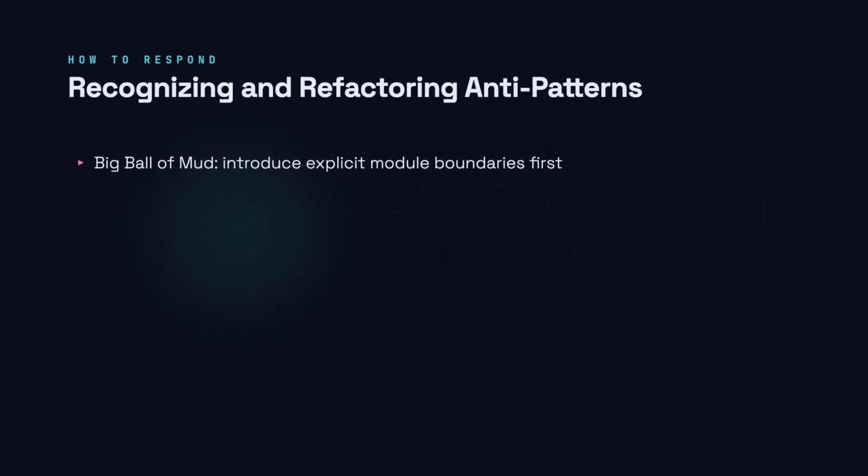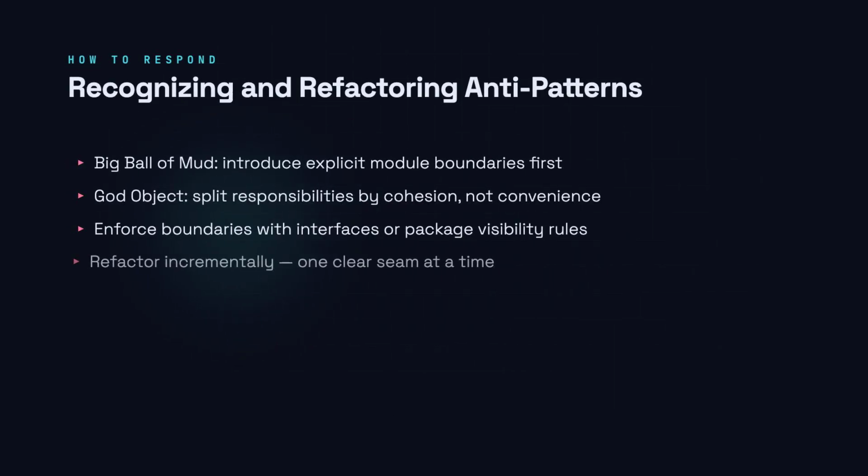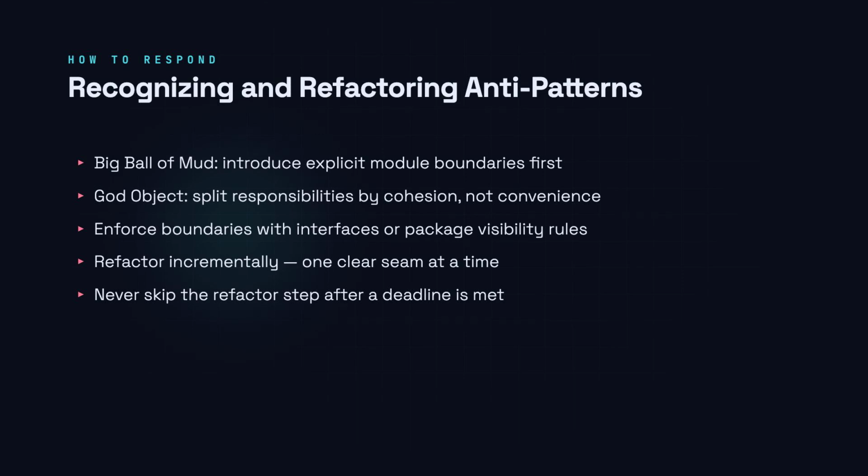The moment you recognize an anti-pattern is the moment you can start reversing it. For a big ball of mud, the first move is drawing explicit boundaries, decide which modules own which data, and enforce that ownership. For a God object, identify the distinct responsibilities that have been bundled together and split them along lines of cohesion. In both cases, the work is incremental. Find one clean seam, extract it, stabilize it, then repeat.